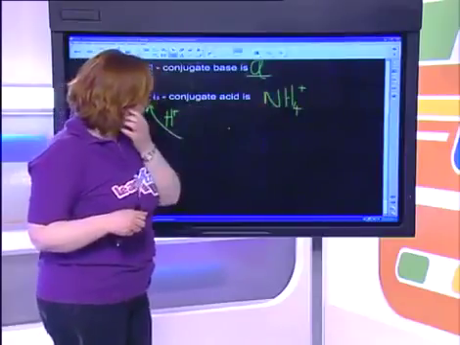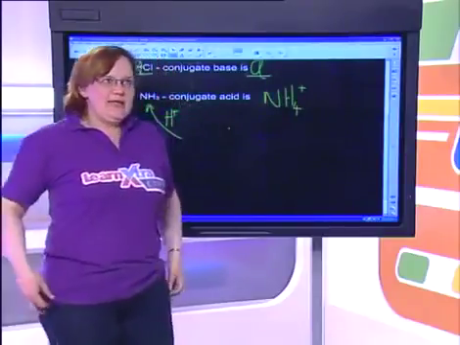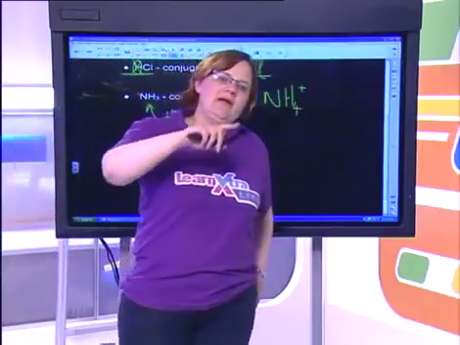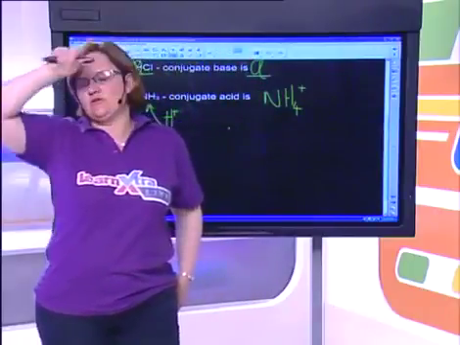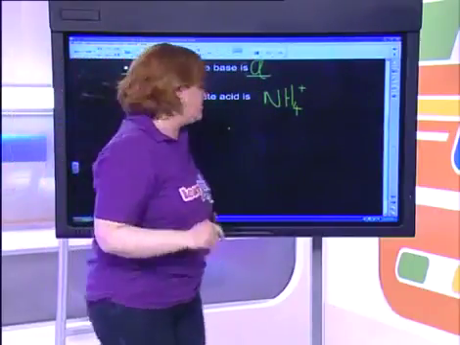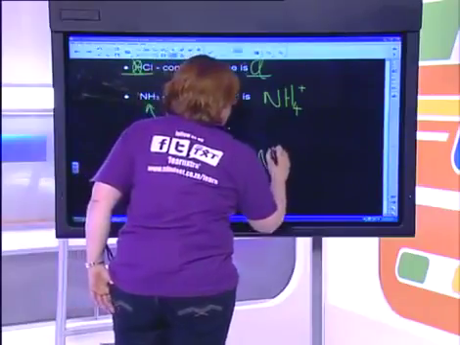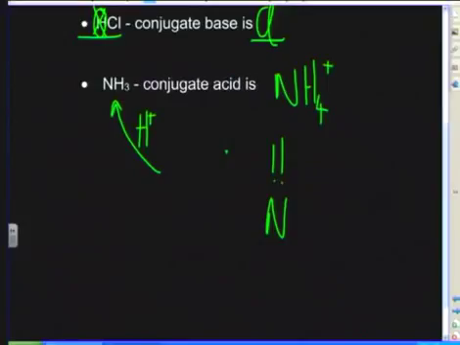Now we look at the NH4 plus and we go, okay, well, the nitrogen has 8 electrons around it. If we really go into its structure, remember, it looks like this. Okay, I actually do want to do the structure because I want you to see something.